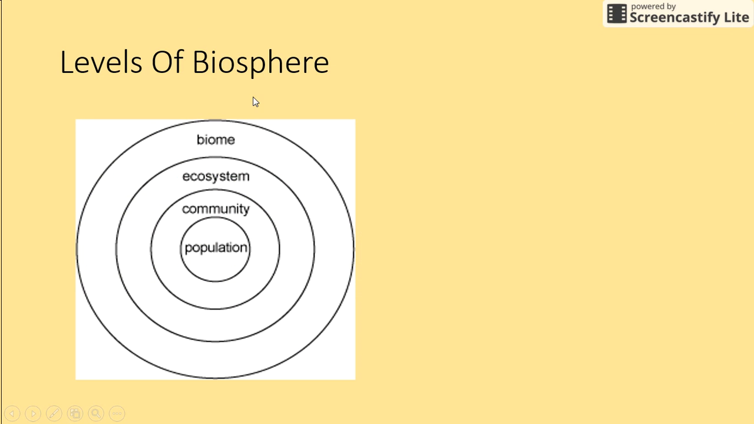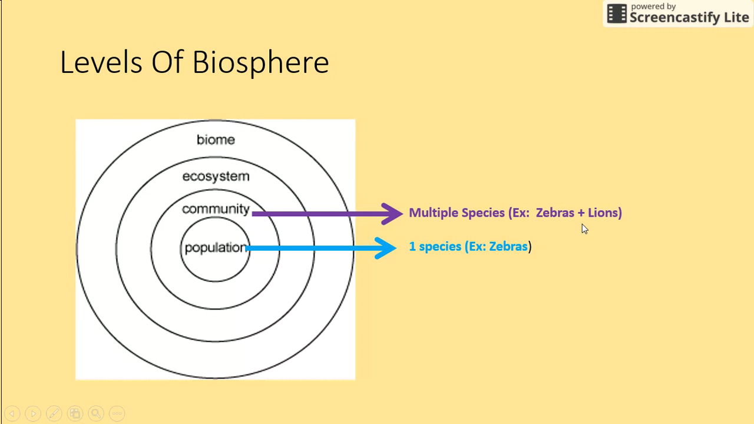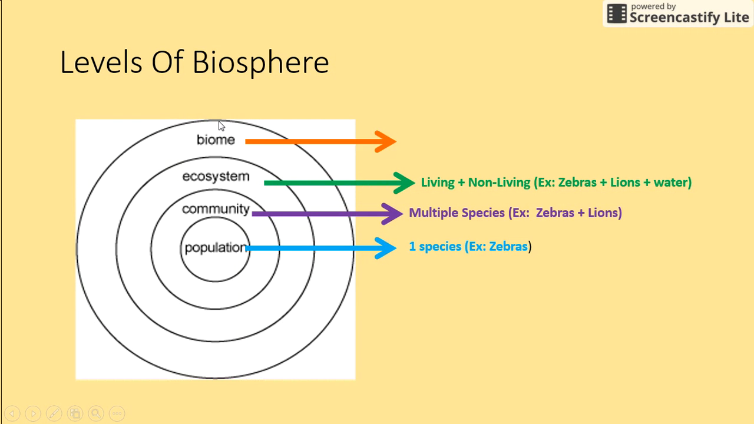So levels of our biosphere that we're going to look closer at in the small group today. We have our population. We know that that is just one species. So like a species of zebras, a population of zebras. We get even bigger. We get to our community, and we now have multiple species. So for example, zebras plus lions, maybe. We step even bigger away from that. We get our ecosystem, which is where our food web would be. And we have our living and non-living, our zebras, maybe plus our lions, maybe plus water. And then we get even bigger than that into our biome, and we get this huge area, for example, like the desert, the Sahara Desert, where all of these things would live.